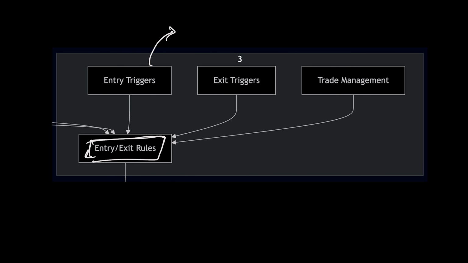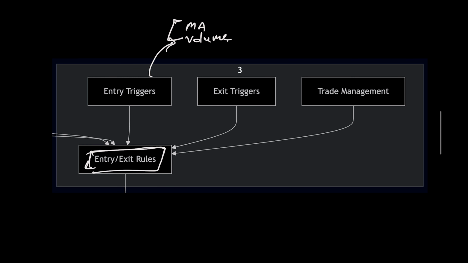So for example, you want to enter a long position when the price breaks above the 20-day moving average with increasing volume, right? So you can use the moving average or the volume here. It's completely up to you, the triggers. It was just an example.